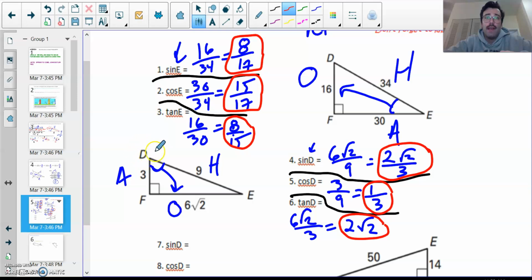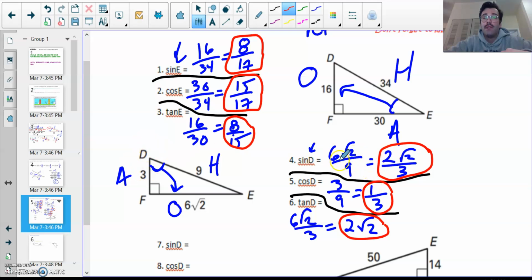So angle D is actually up here. This trips a lot of people up on these three problems. This side, 6 root 2, is actually the opposite. This is still the hypotenuse, and that's my adjacent. A lot of people will just go straight to E and label this the O and the A, but you have to be careful because this can be your reference angle up here as well.